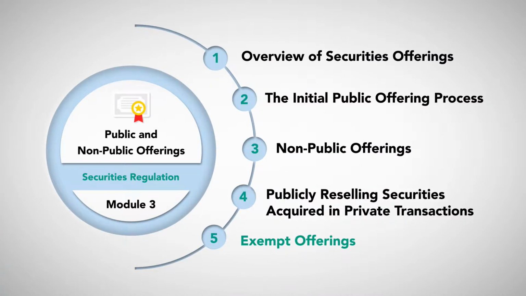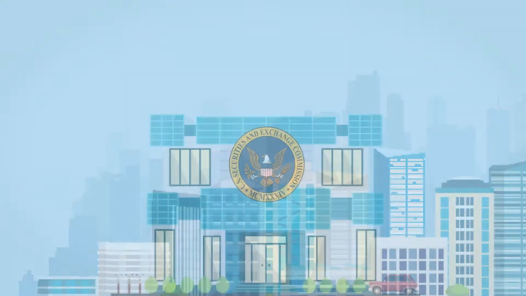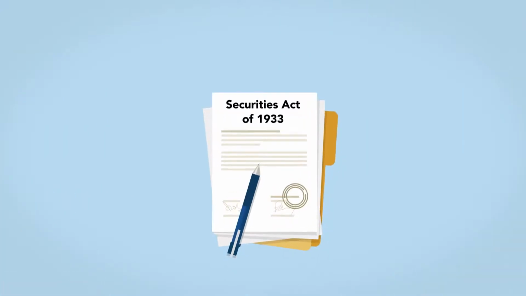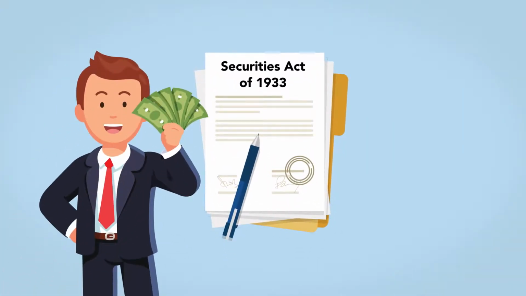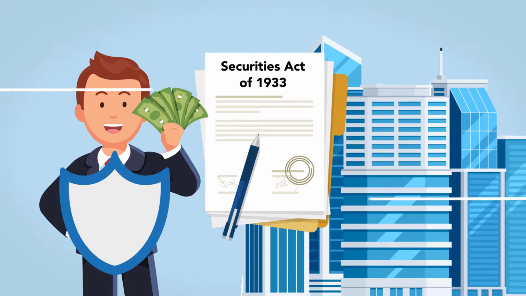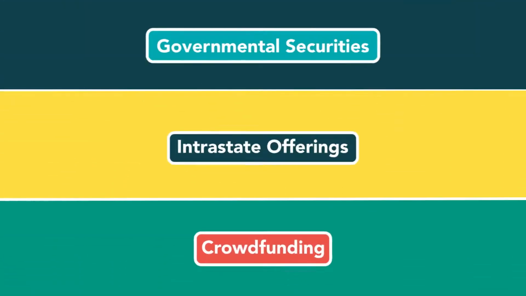Exempt offerings. The law allows for some additional exemptions to the registration requirements. These exemptions are interpreted narrowly because the goal of the Securities Act is to protect the investors, not the companies that are issuing securities. We'll examine 3 registration exemptions.